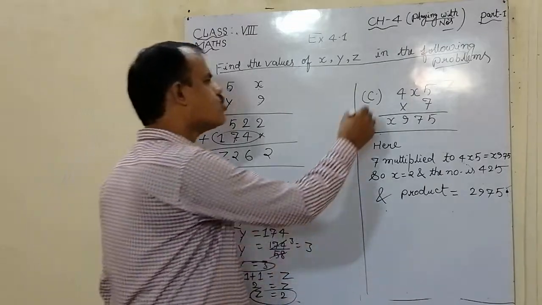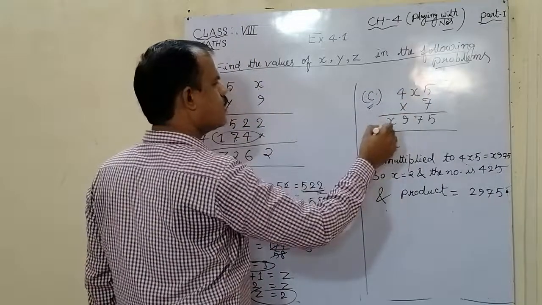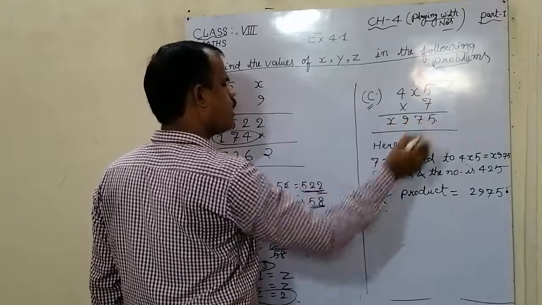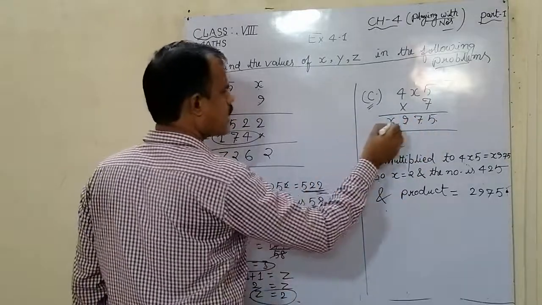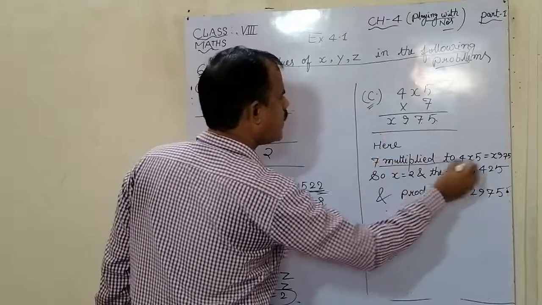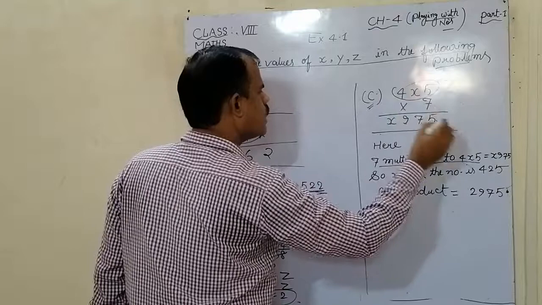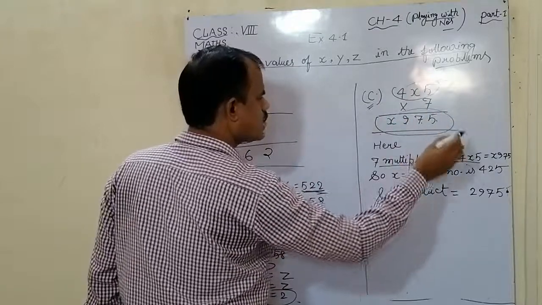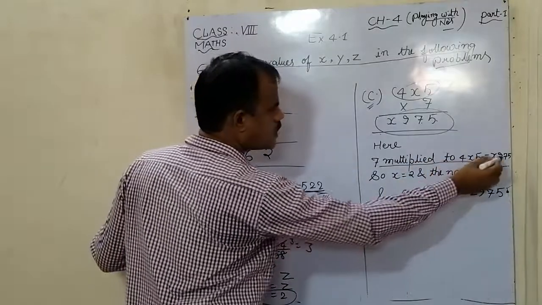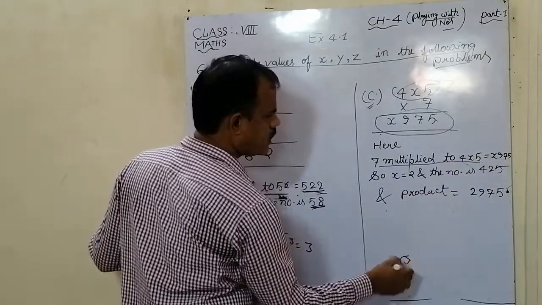Okay, see one more question. 4x5 multiplied by 7, the answer is x975. So students, see here, when we multiply 7 to this number, the answer is x975. So you can see here, 7 times 5 is 35, 5 is here, we have carry 3.